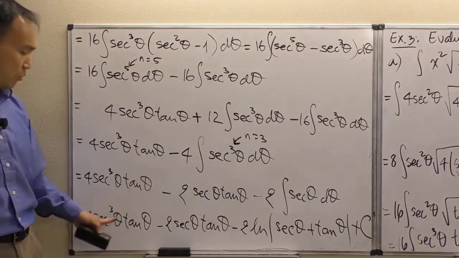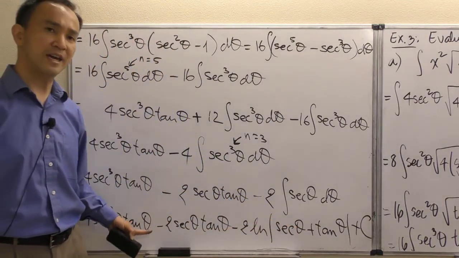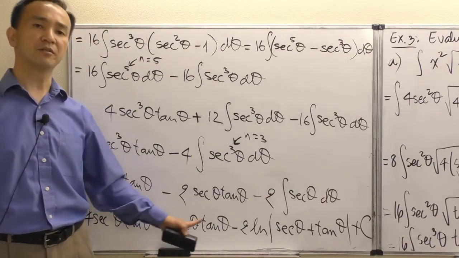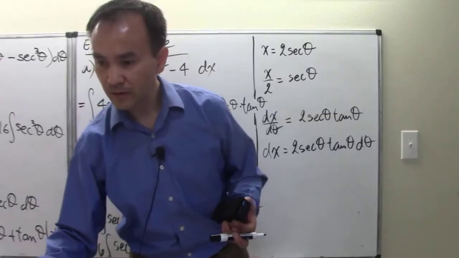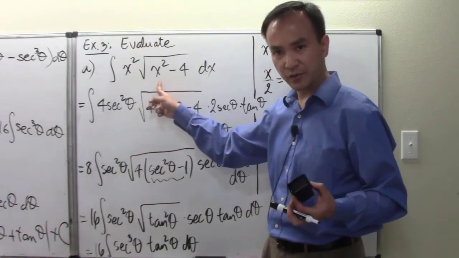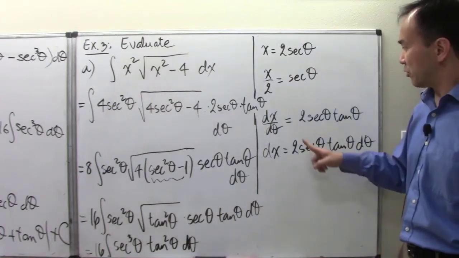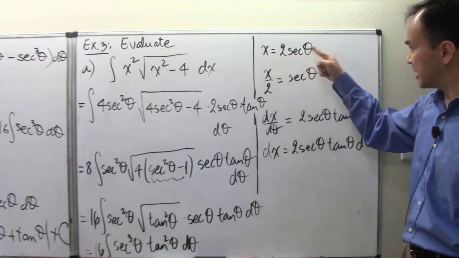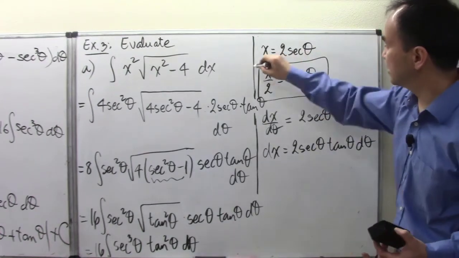Now once we get to that final antiderivative, final indefinite integral, we can't stop there yet, because we need to once again bring it back to the original variable, which was in terms of x right here. So now let's look at a couple things. We already knew that x is 2 times secant theta. So consequently we came down to this expression.